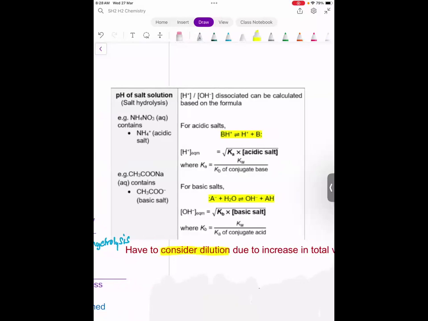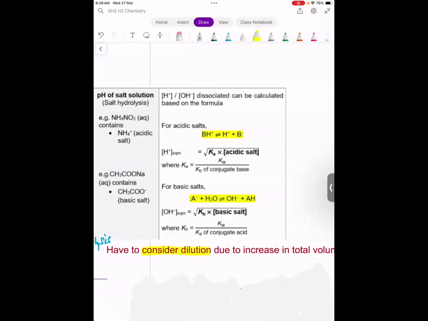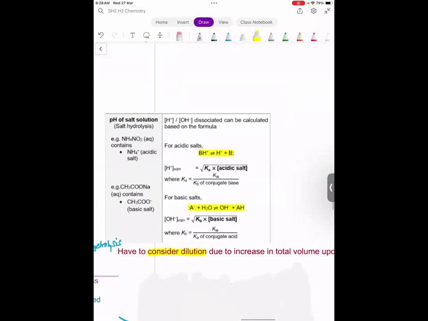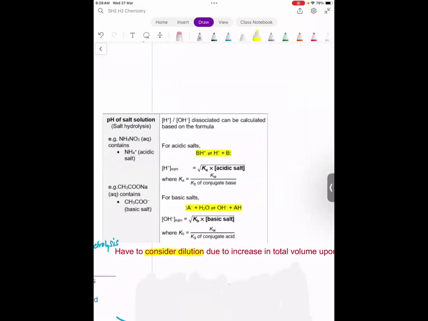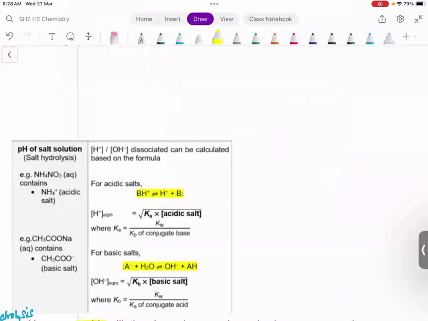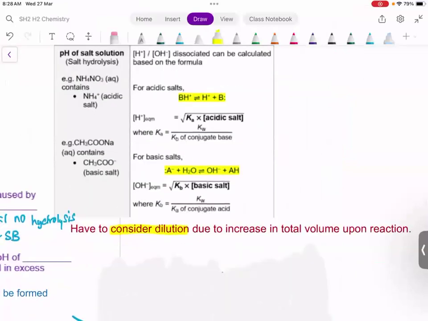Why is there dilution here? Can someone tell me? Why is there dilution here? Oh, sorry, it's very small now. Sorry, you should tell me, Alma. Why do I need to consider dilution here? What do I mean by dilution? Did we add water during this titration? No, we didn't add water. But what are we doing?